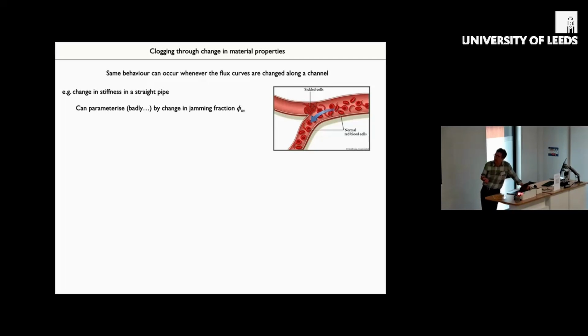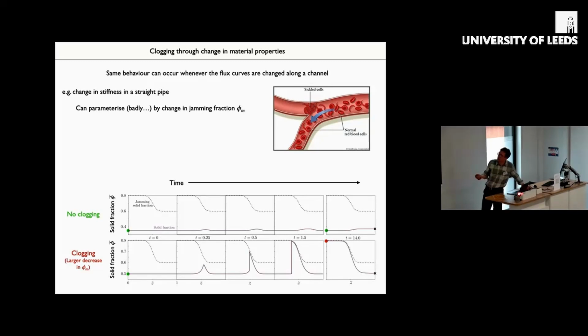A very bad way of parameterizing that is simply to say that there's some change in the jamming fraction, that it becomes somewhat lower when it becomes rigid. It's pretty ad hoc, but there is some evidence that is what happens, amongst other things. So you can imagine that you can do the same thing. Instead of having a pipe where the radius changes, you have a pipe with a fixed radius, and all you do is impose that along the pipe, the jamming fraction, so the phi m, the maximum phi, changes from some value down to some other value. Here, 0.8 dropping to 0.6 as you go along. So this would be like red blood cells becoming deoxygenated and becoming more rigid.